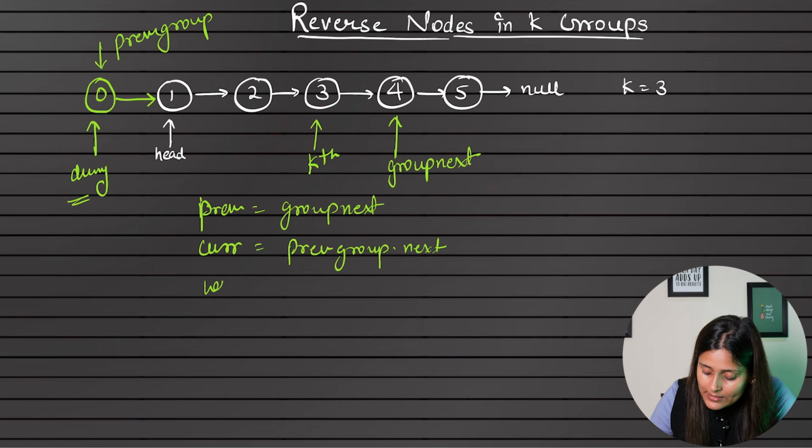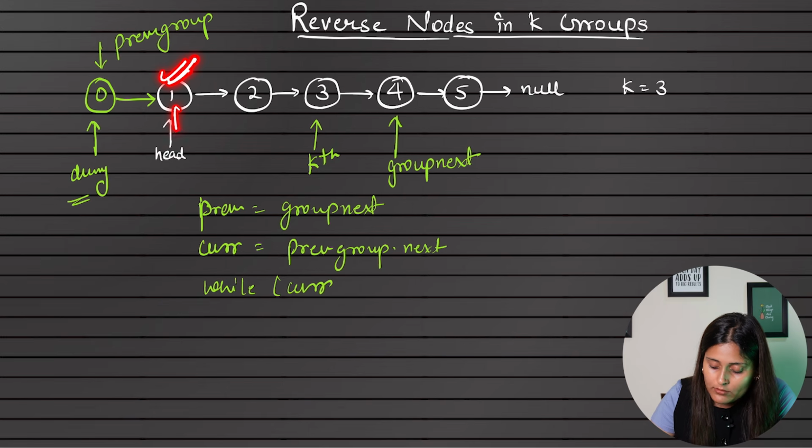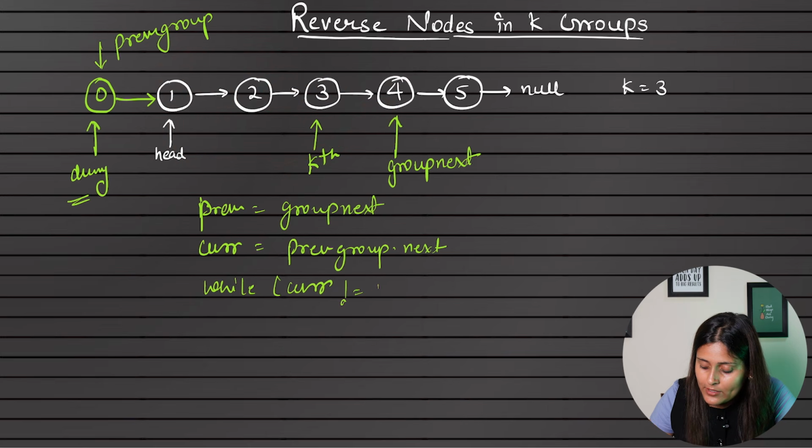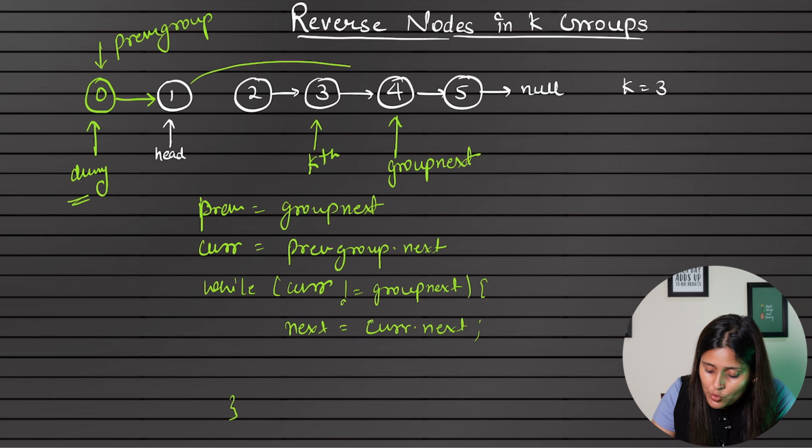So can I write a while loop where my current is starting from 1? So 1, reverse it, 2, reverse it, 3, reverse it, 4, stop. So while my current is not equal to group next, keep swapping. Now what is that swapping logic? For 1 dot next, we have to save this in next, right? So in my next, we save current dot next.